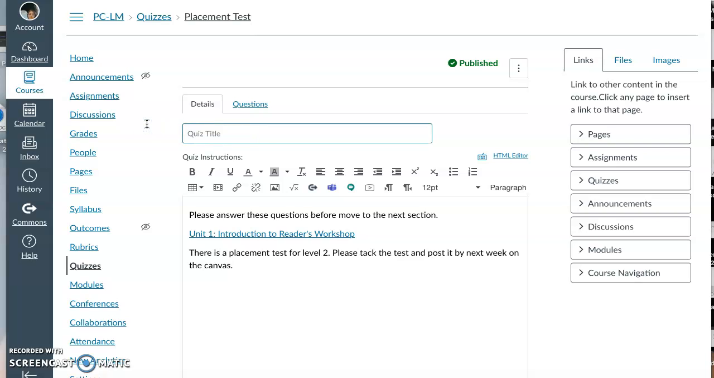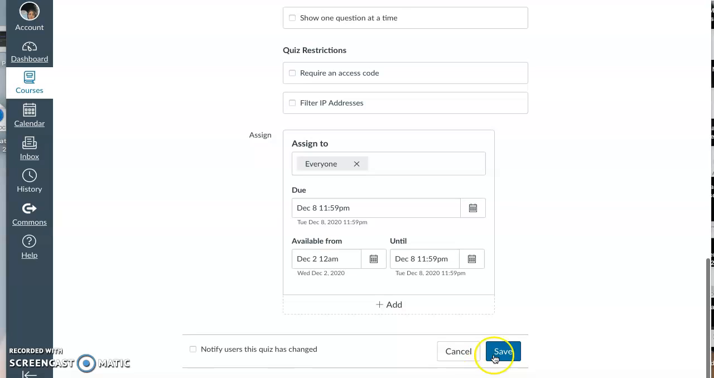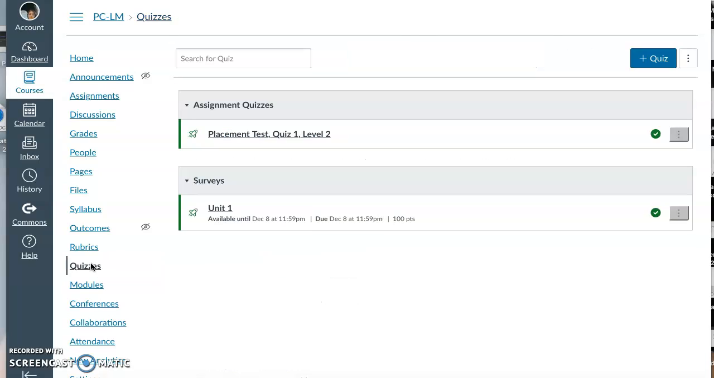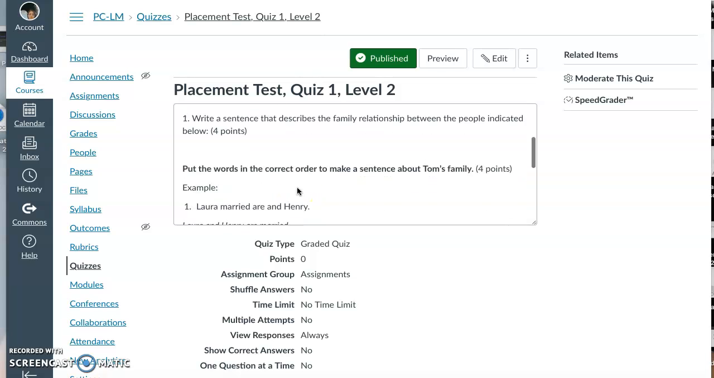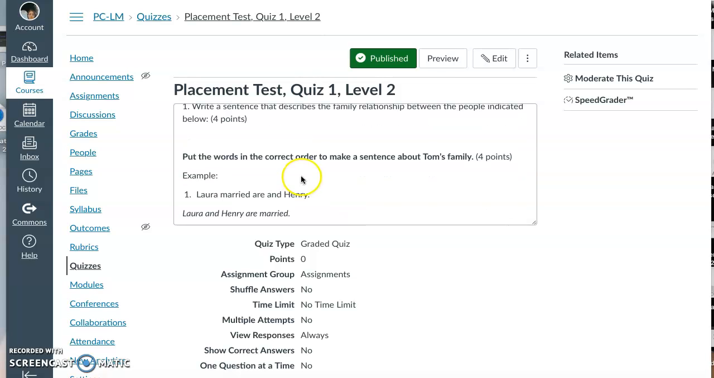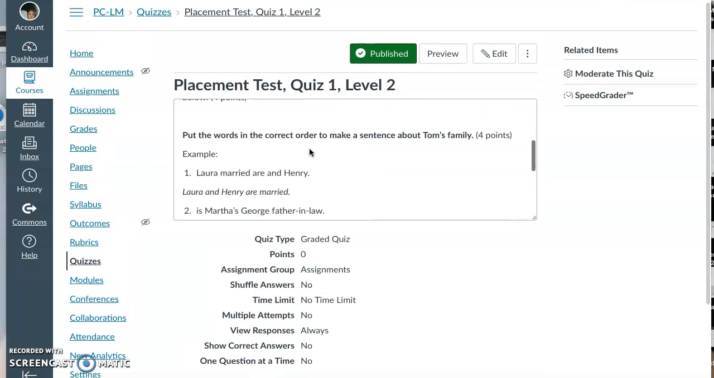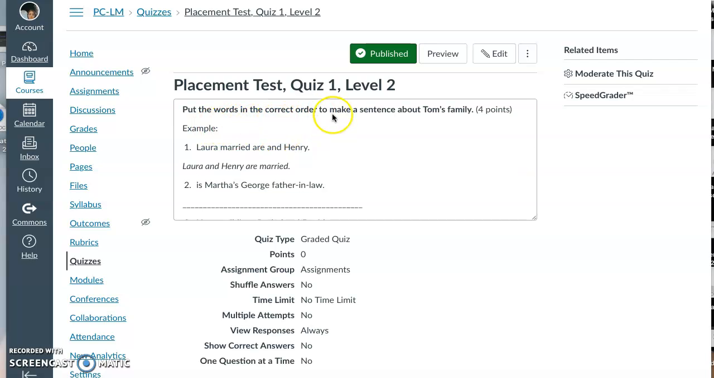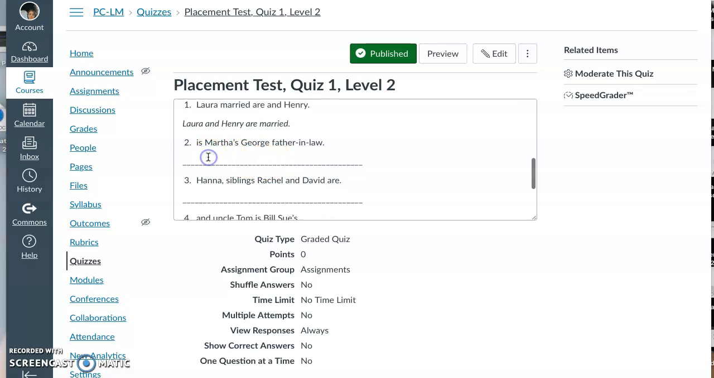I would like to do this one, unit 1. Oh God. You guys are more familiar with it than me. So the students will start with the placement test. It is right here. Sorry. This is a placement test that starts with a quiz, and then they have to write here and put the words in the correct order. So they have to make a sentence.